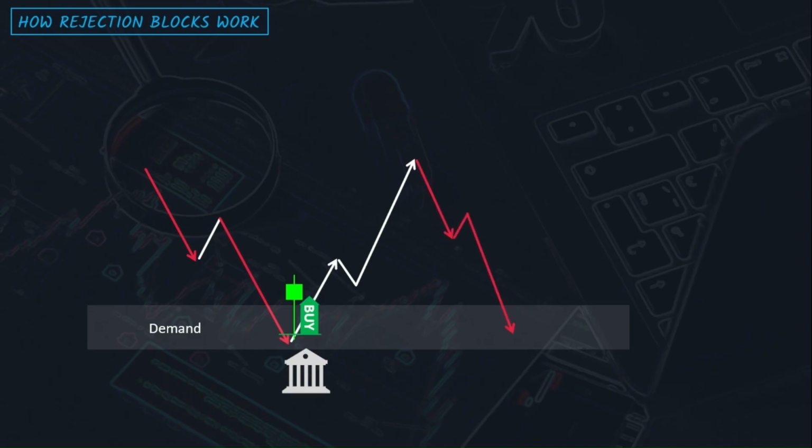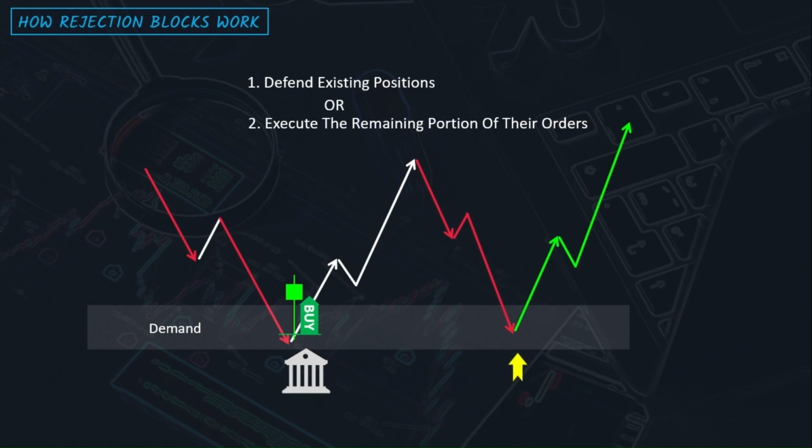When price later revisits this same rejection zone, it often reacts again. This happens because smart money may either defend existing positions or execute the remaining portion of their orders. Because of this behavior, rejection blocks often act as high-probability reaction or reversal zones, providing traders with a clear visual footprint of institutional activity and a well-defined area to look for trade setups aligned with smart money.